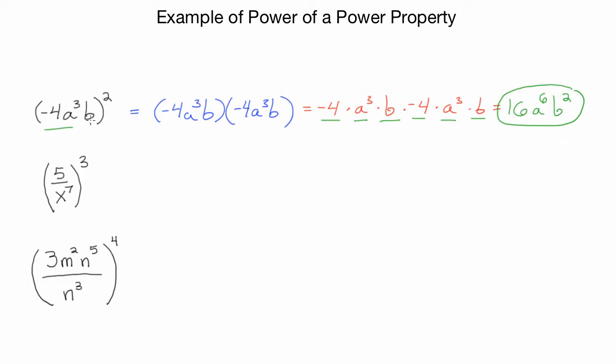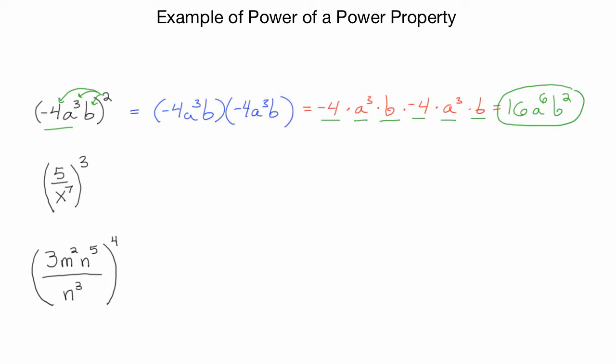Now another way to think about this is everything inside is being squared. So that means the -4 is being squared to get positive 16. A to the third, I can use the power of a power property. A to the third squared, 3 times 2 gives me 6, a to the 6. And then b squared is just b squared. So if it helps you to write it out in expanded form, or if it helps you to think about all this being multiplied so everything inside gets the second power, either way works.